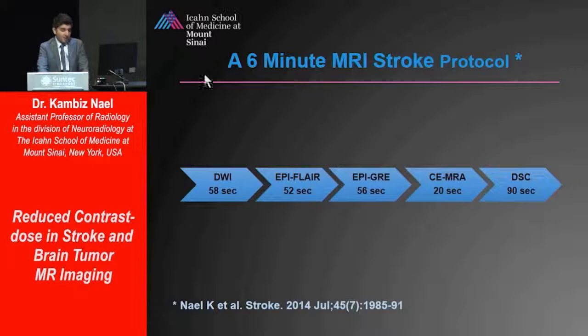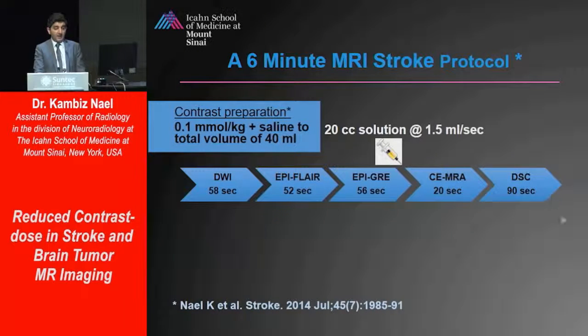So we have developed this 6-minute MR stroke protocol, and that was published a couple of years ago, in which we accelerate acquisition time to 6 minutes, basically. So we get everything done in about 6 minutes. We perform diffusion imaging. We replace FLAIR with EPI FLAIR to accelerate the acquisition time. We replace GRE with EPI GRE. We replace basically a time of flight MRA of the neck and brain with contrast-enhanced MRA. And we end the study with the DSC perfusion.